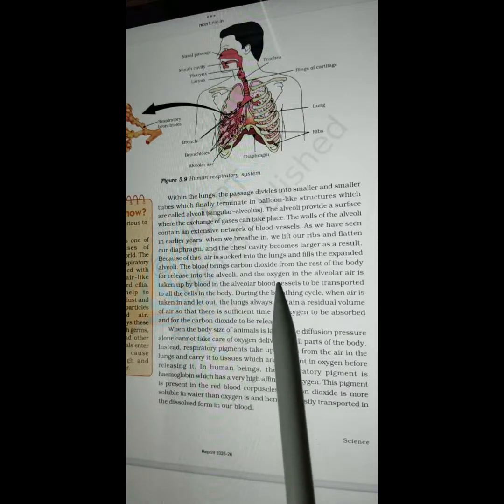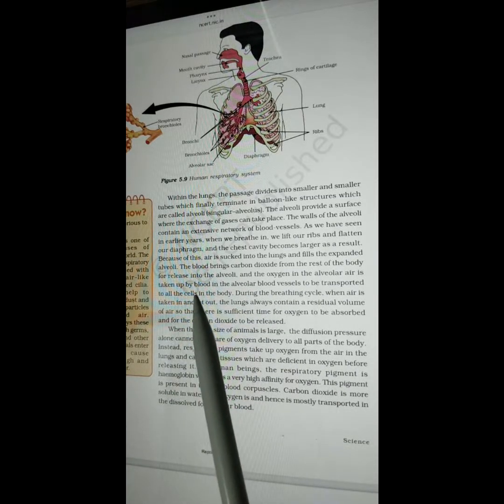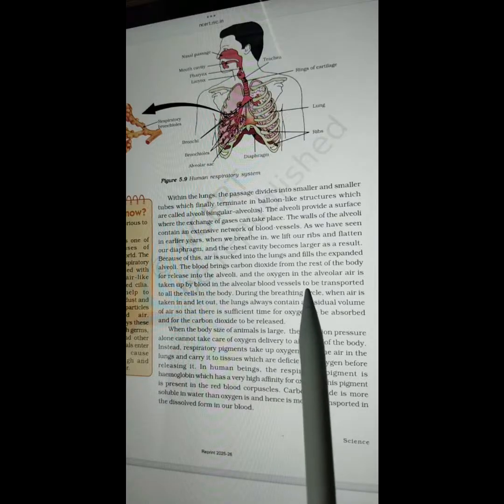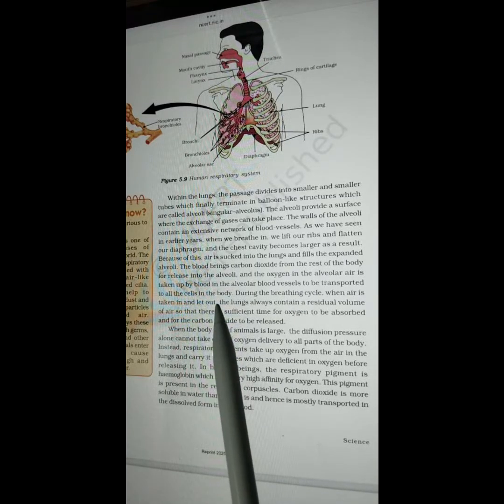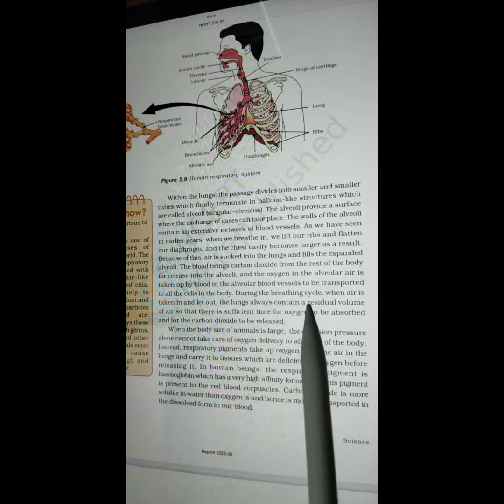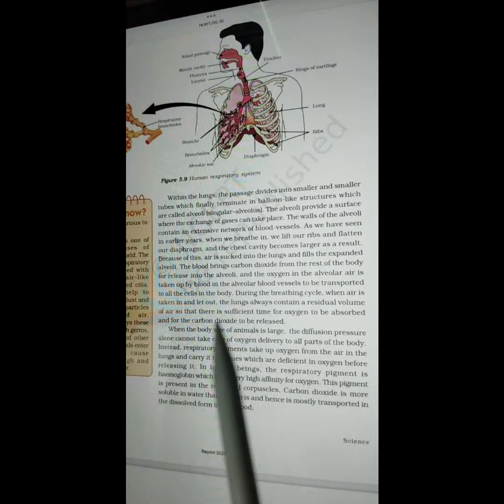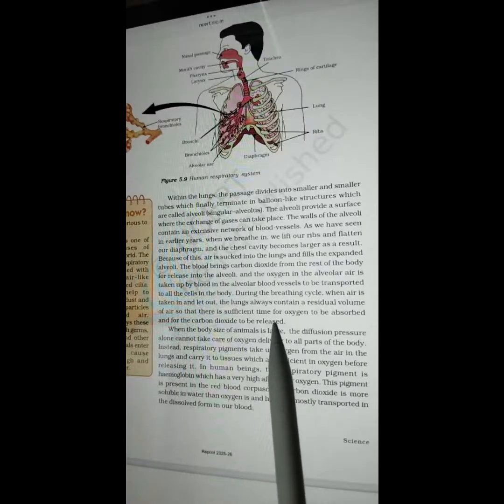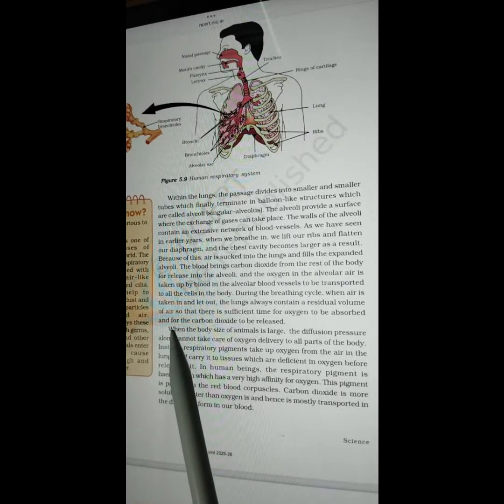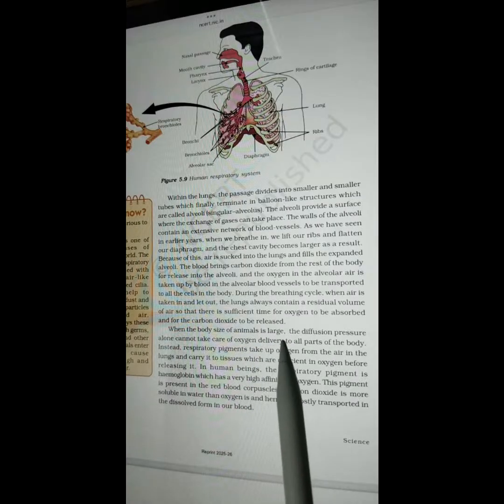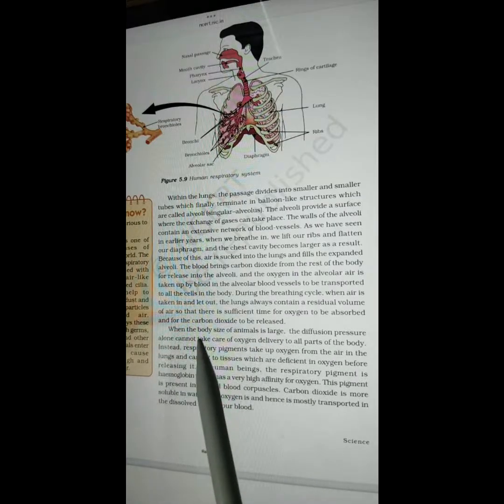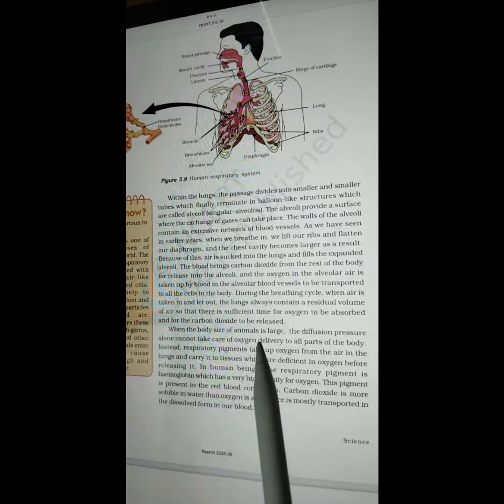The blood brings carbon dioxide from the rest of the body for release into the alveoli, and the oxygen in the alveolar air is taken up by blood in the alveolar blood vessels to be transported to all the cells in the body. During the breathing cycle, when air is taken in and let out, the lungs always contain a residual volume of air so that there is sufficient time for oxygen to be absorbed and for carbon dioxide to be released.